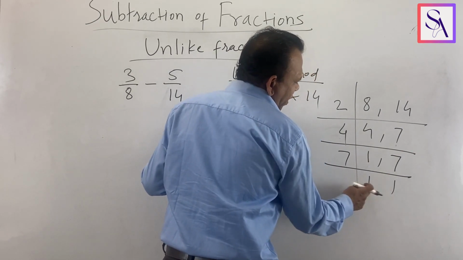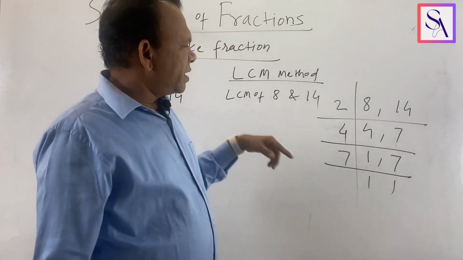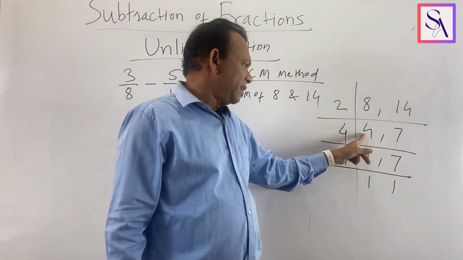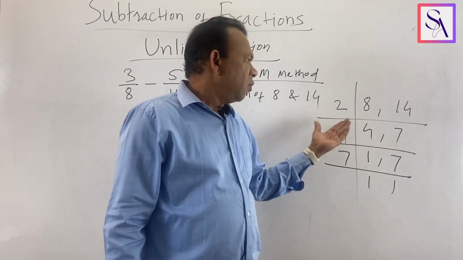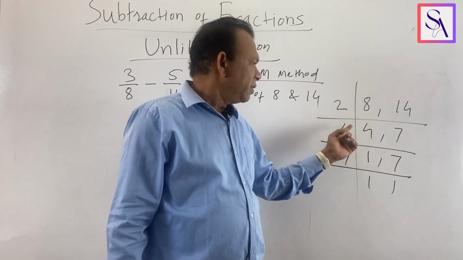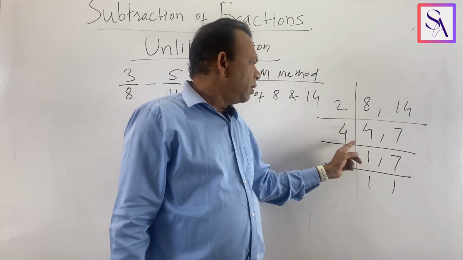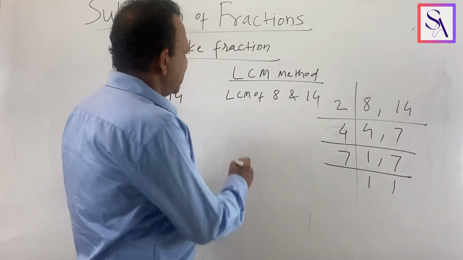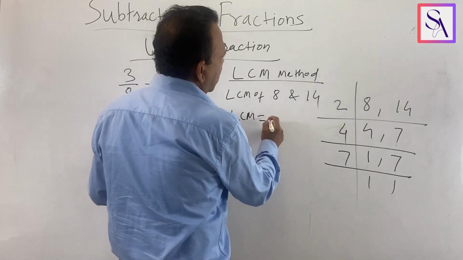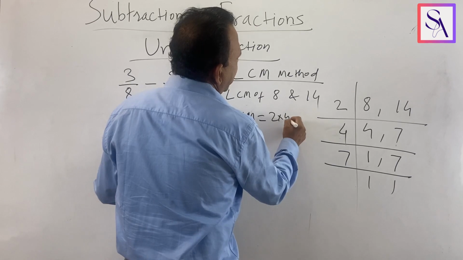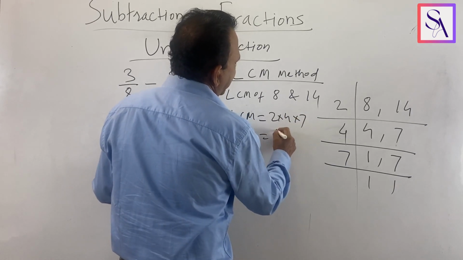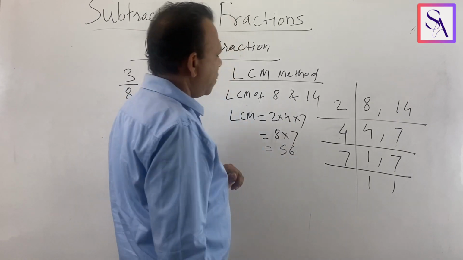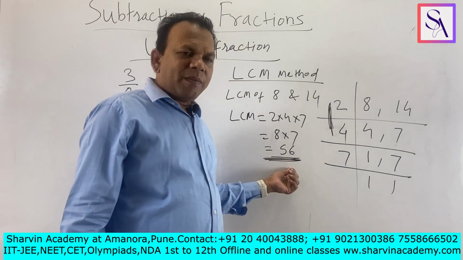The aim is to bring 1 1 here, right? So in LCM, you need to take whatever balance number is there if you don't find any number which will divide both the numbers. So I have taken 4 1, 7 as it is, then 7 1, so 1 1. So my LCM is 2 into 4 into 7, so 8 into 7, 56. So LCM is 56. I got the LCM as 56.